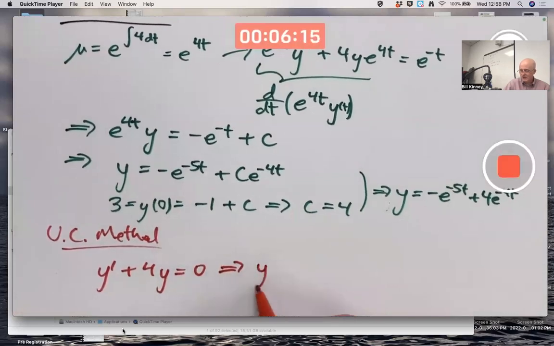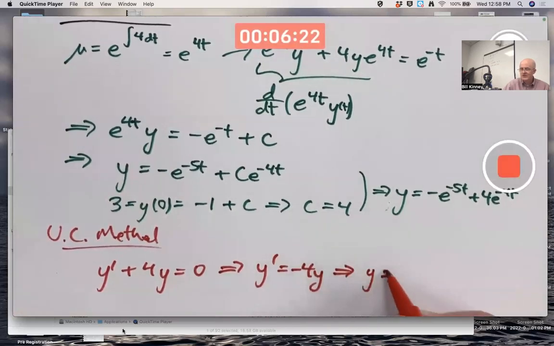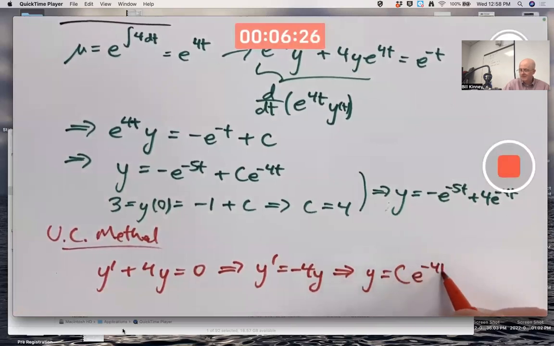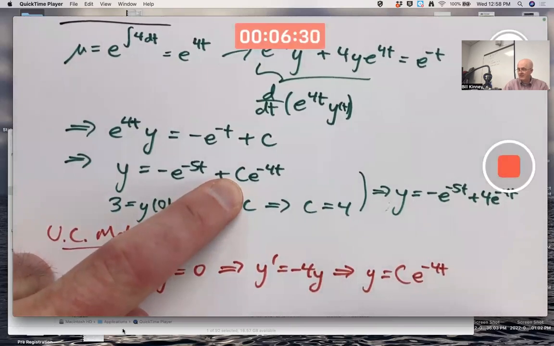And its general solution can be found, well, yeah, you could separate variables, but this is our easiest kind of differential equation. We can just guess. Arbitrary constant times e to the negative 4t. Which of course then matches what you see right there with the integrating factor method.